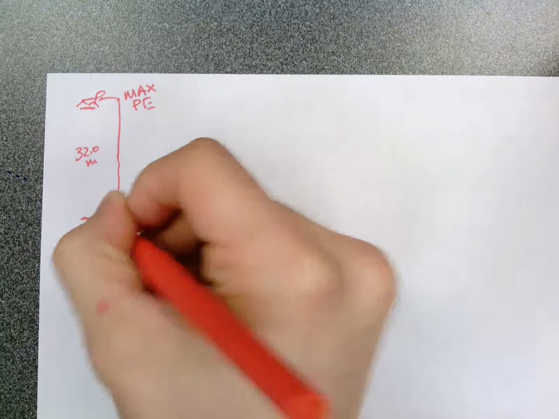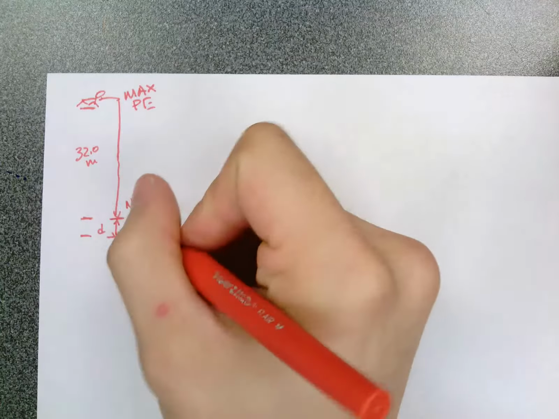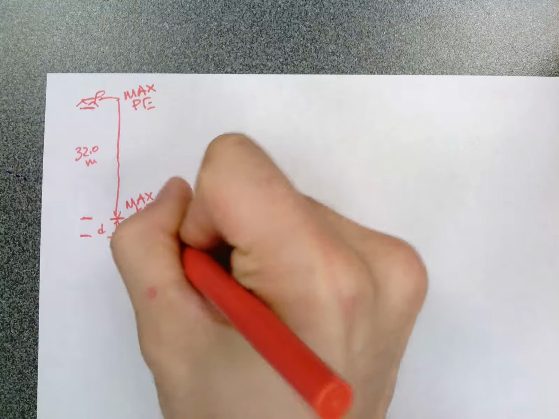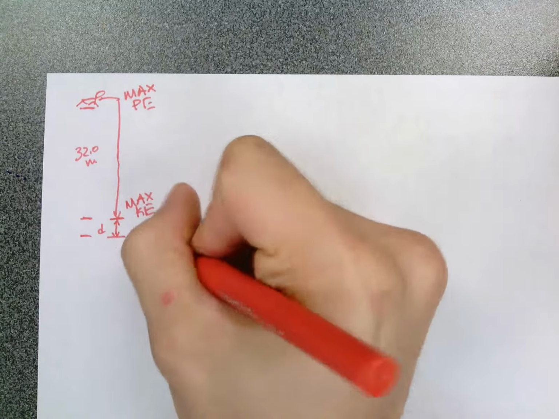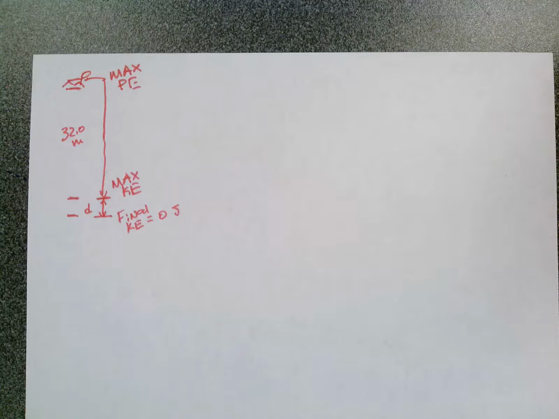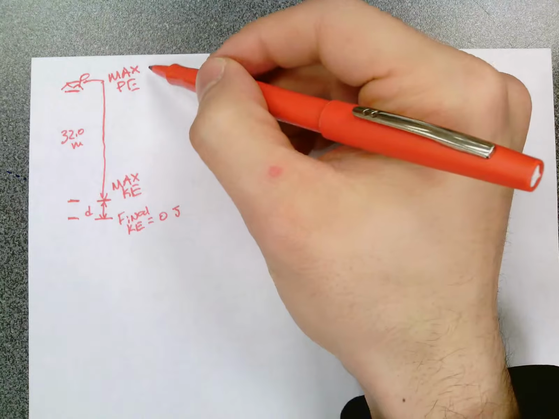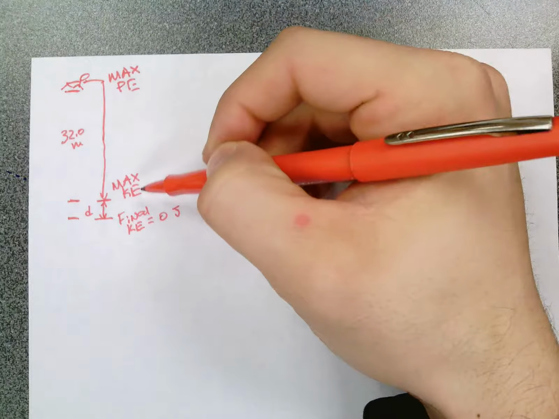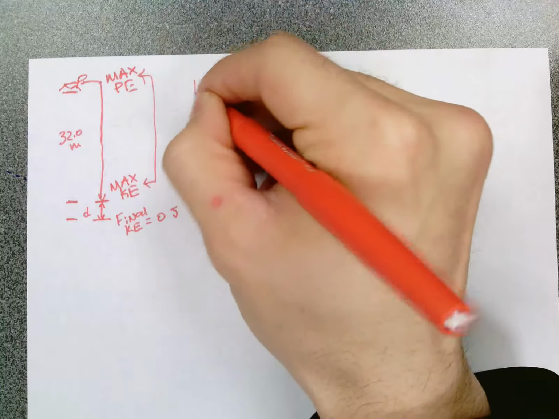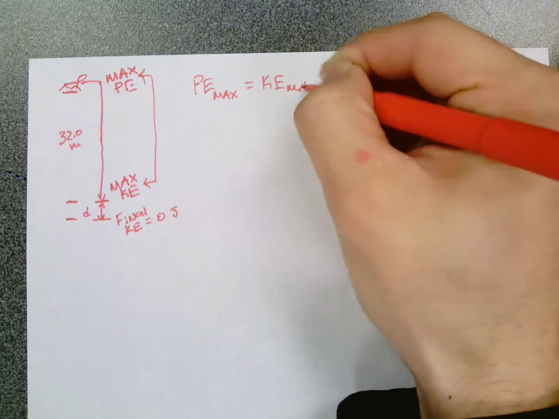And once he hits the ground, it takes a certain distance to convert the maximum kinetic energy to a final kinetic energy of 0 joules, because that's where the coyote is pretty much stopped. So whatever the coyote's maximum potential energy is, it's eventually going to be all transformed to maximum kinetic energy. Because we are comparing these two locations, we know that the potential energy at the maximum point is equal to the kinetic energy at the maximum point.